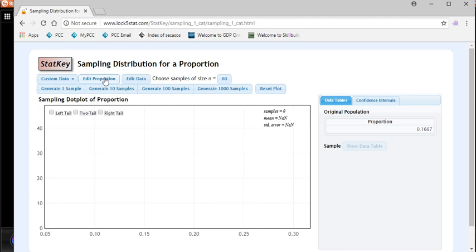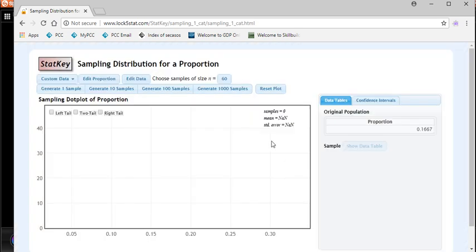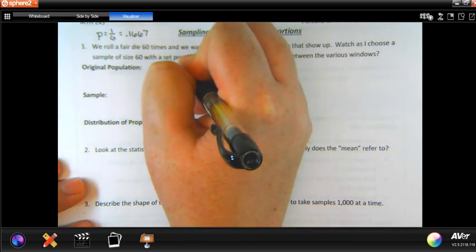And then for the proportion, I wanted to make sure it was that 0.1667 to represent that 16.67% of the time rolling a 1. So we're going to have these 3 windows working together here to make this sampling dot plot of our proportions. Let's start with talking about the original population. You can see it says proportion 0.1667. There's always going to be some population proportion that tells us how all samples should behave and the percentage of times we expect success. So the original population is just this idea of a population proportion.